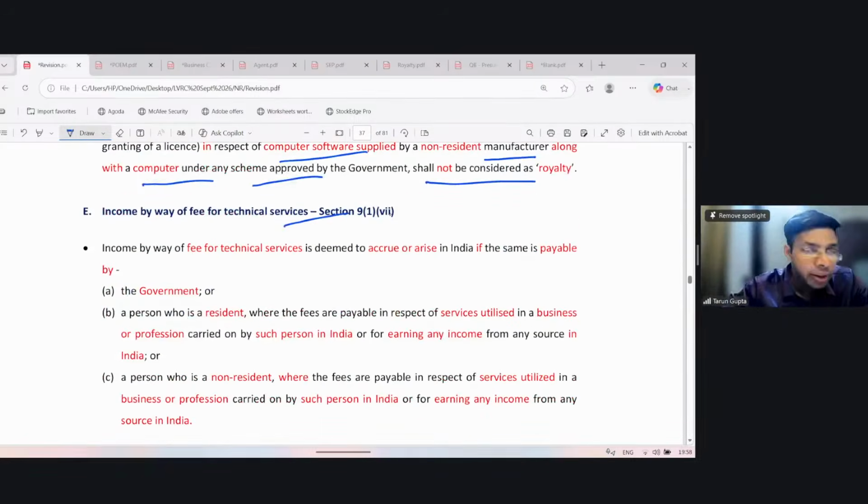Now we come to FTS, Section 9(1)(vii). Similar to royalty, the FTS is deemed to accrue or arise in India where the same is payable by the government or a person who is resident, where the fees are payable in respect of services utilized in a business or profession carried on by such person in India or for earning any income from any source in India. Or where the same is payable by a non-resident, where the fees are payable in respect of services utilized in a business or profession carried on by such person in India or for earning any income from any source in India.